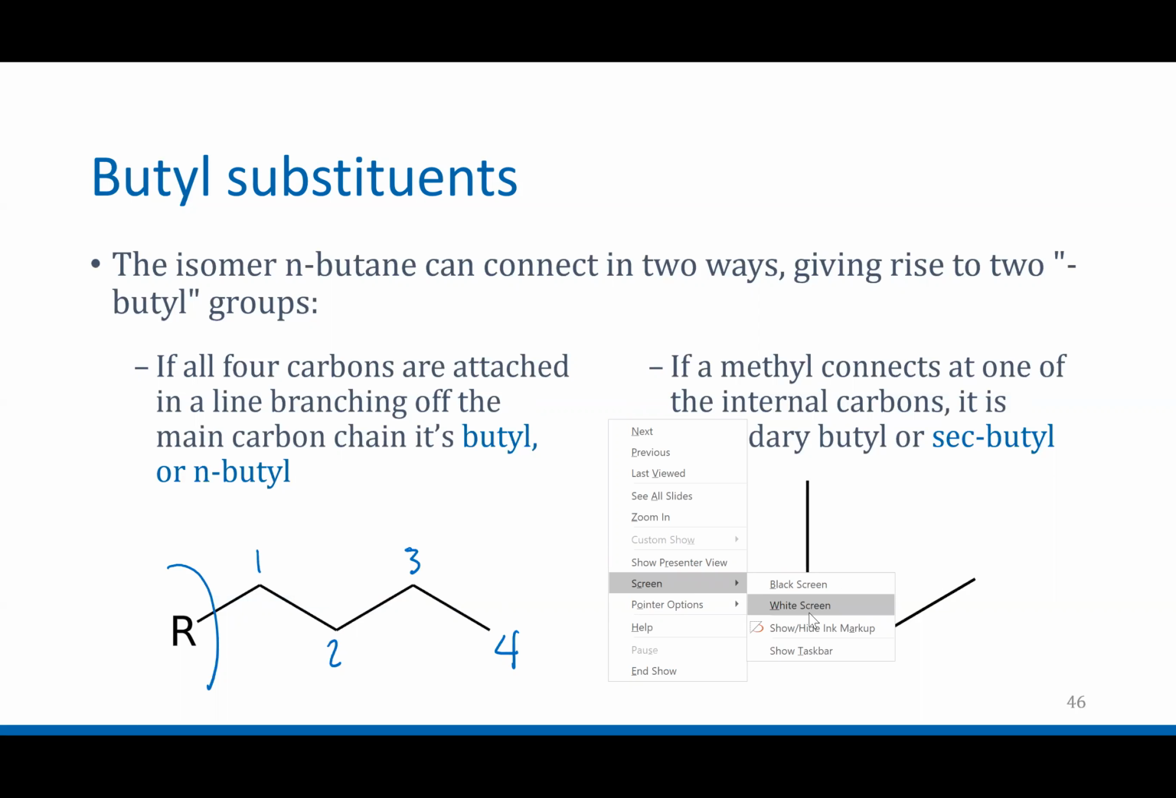White screen. So, okay. Think of a butyl group. So 1, 2, 3, 4. Remember, R just stands for a long, long carbon chain. It could be a ring. I don't know. It doesn't matter. But just look at this and imagine.